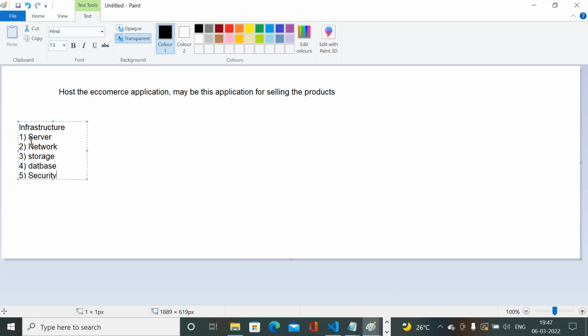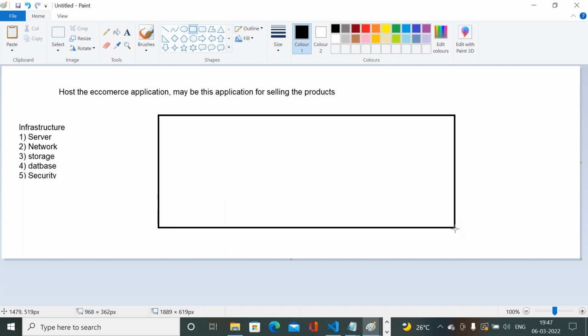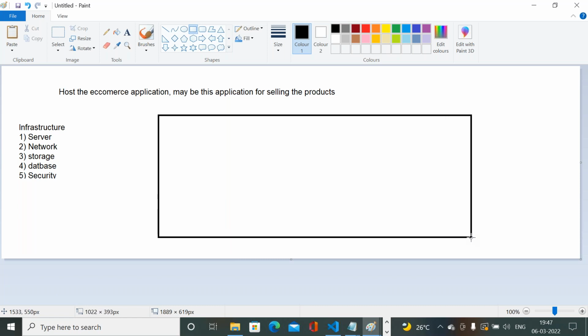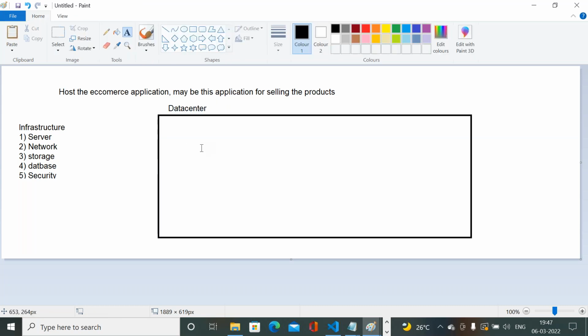So in order to procure the servers, the networking components, the storage devices, database devices, and security devices, for that he wants to build the overall data center. Okay, so inside of this data center, he'll be taking one rack.